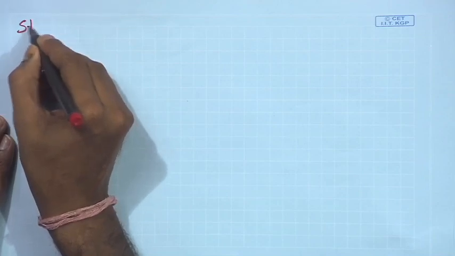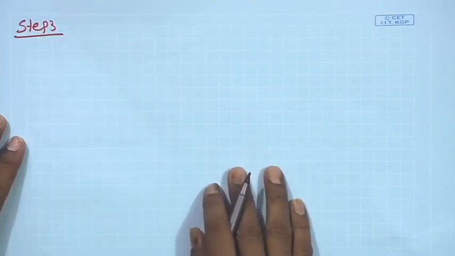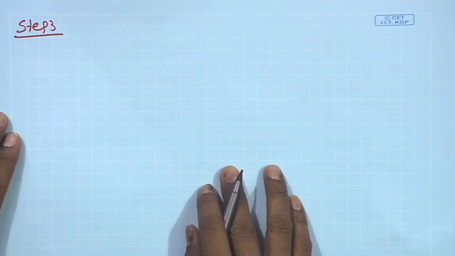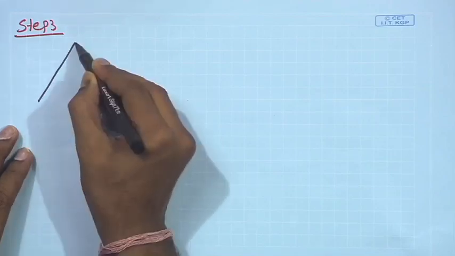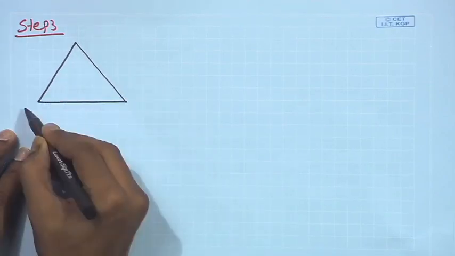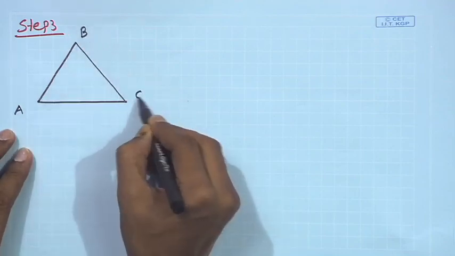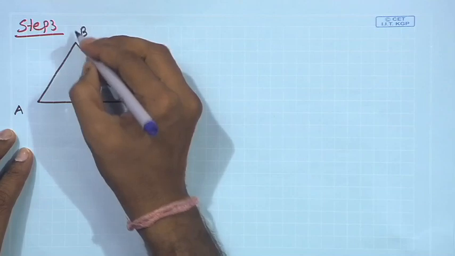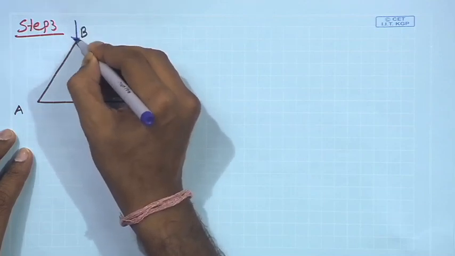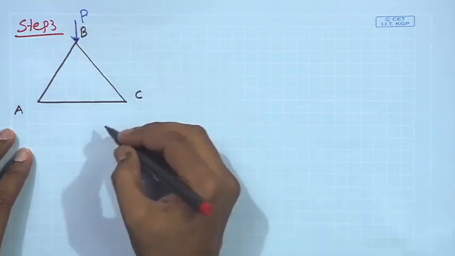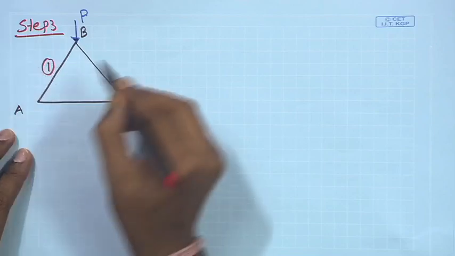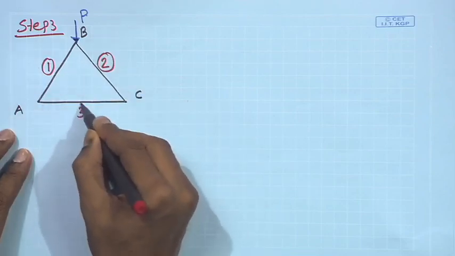First we will do step 3. Step 3 is the analysis of the structure subjected to the actual load. This was the structure: this is A, this is B and this is C, and it is subjected to a load P at B. Let us give names to all these members. This member is member number 1, this member is member number 2, this member is member number 3.